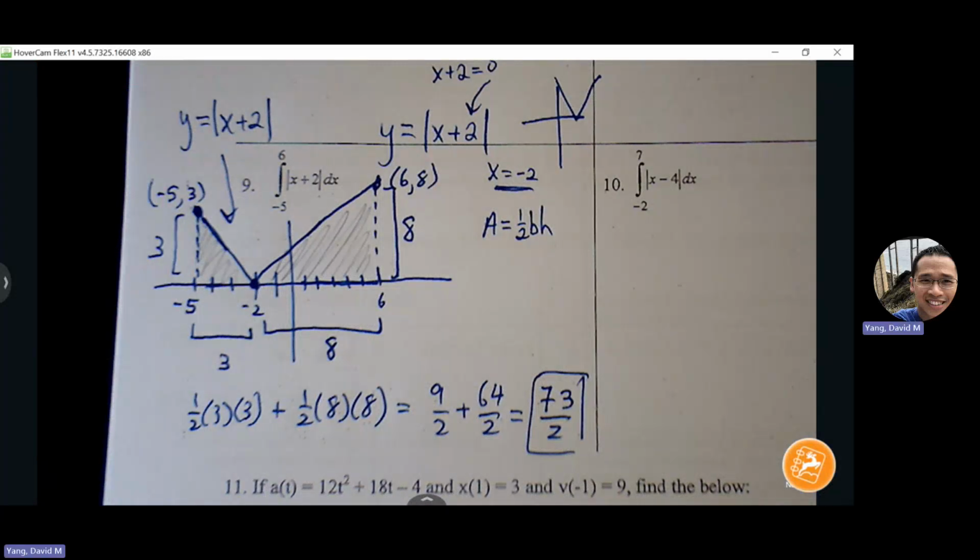Okay, we'll get some more practice with this, but it's still easy. As long as you can sketch out the graph and know the area of a triangle, it's just adding two triangles every time.